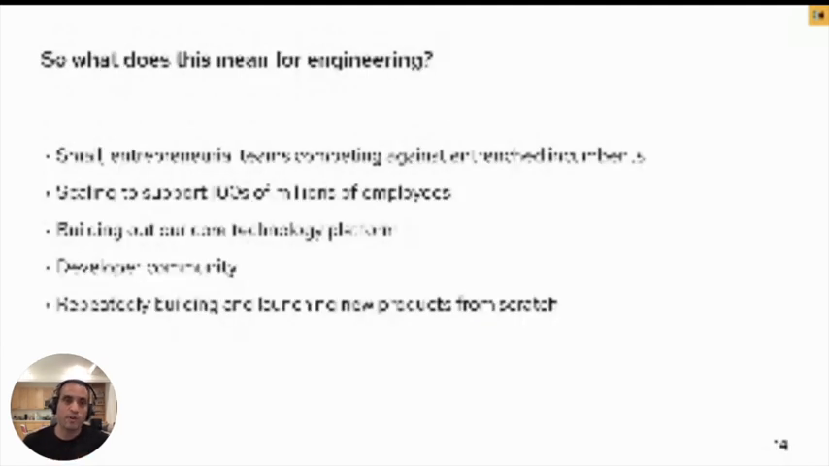So what does this mean overall for engineering? Well, it means we're scaling to support hundreds of millions of employees. This is going to be a global thing. We're not only supporting tech companies, we're supporting all companies. So restaurants, hair salons, chains of various kinds. And so it's really fun to be able to interact with all these different kinds of customers.